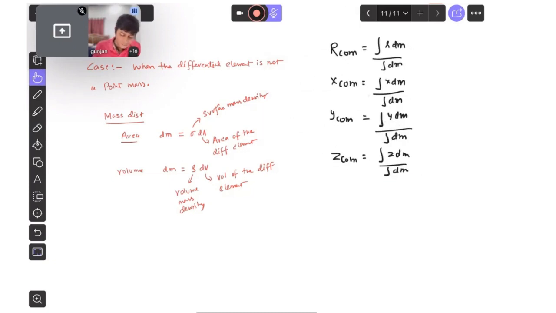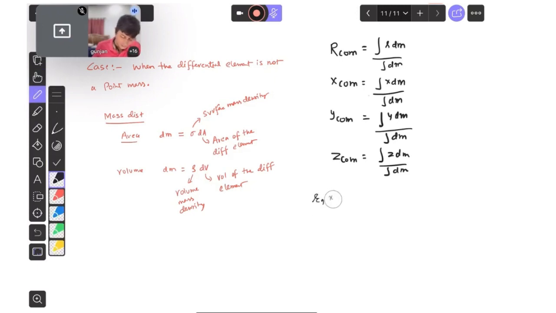The formulas will look the same only. The only different thing here is that the r, the x, the y, and the z that we use in that integral are going to be the position of the center of the mass of the selected differential element, or whatever the differential element is. The pattern is the same.